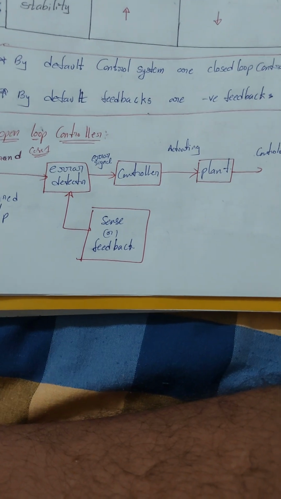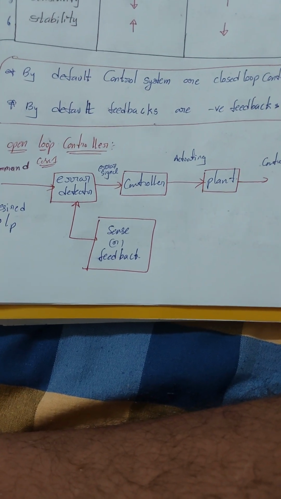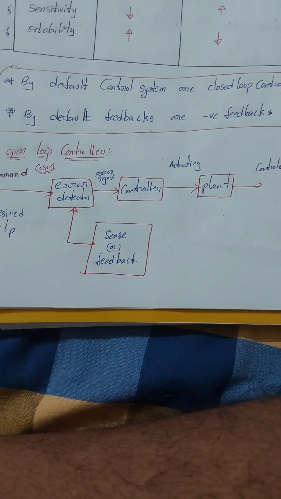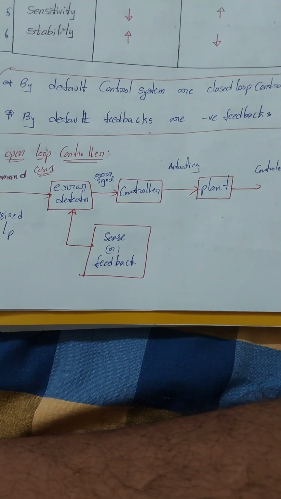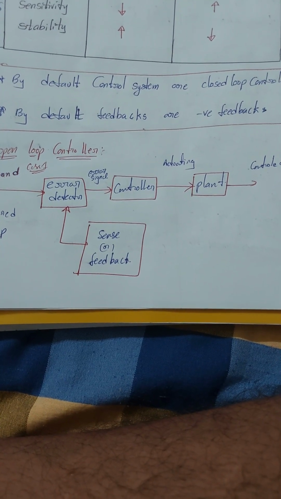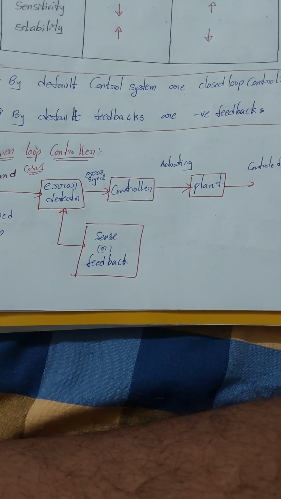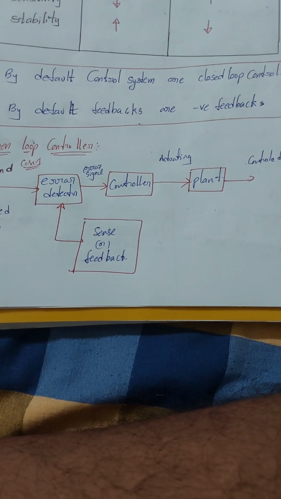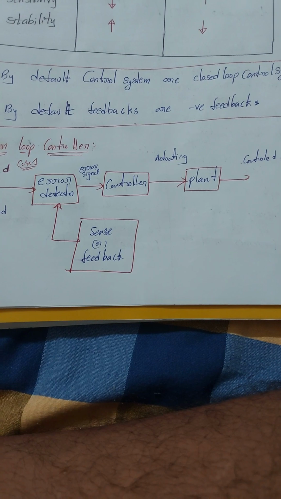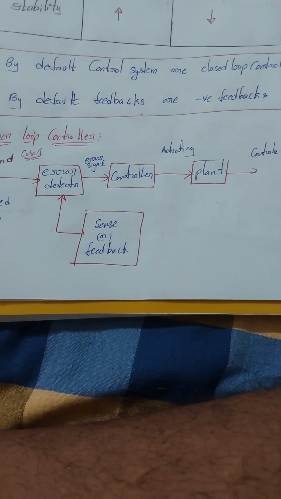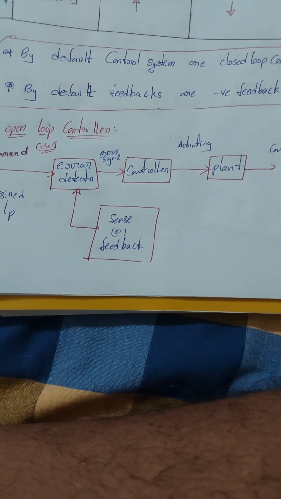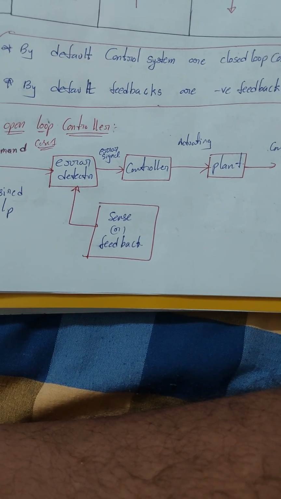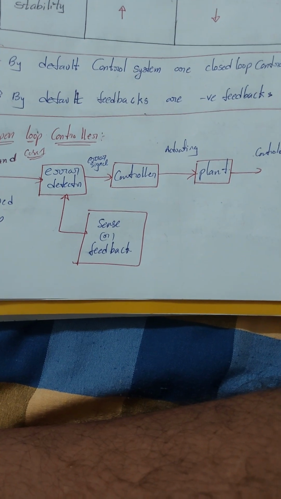The advantages of the open loop control system: it is simple in construction and design, its cost is less, and it is easy to maintain. These systems are convenient to use when output is difficult to measure. Disadvantages: inaccurate and unreliable, and the effect of parameter variation and external noise is more.